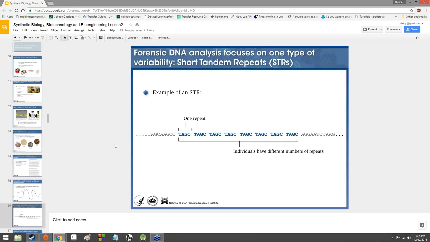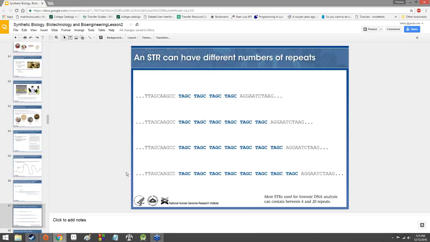So forensic DNA analysis focuses on one type of variability, short tandem repeats. Short tandem repeats are, as you can see, sequences here that repeat for a short period of time. TAGC, TAGC, TAGC, TAGC, TAGC, TAGC, TAGC, TAGC. But yeah, so these are short sequences of base pairs that repeat, and they don't tend to repeat a whole lot, but they do. And individuals can have different numbers of repetitions. Most STRs used for forensic DNA analysis can contain between 4 and 20 repeats.